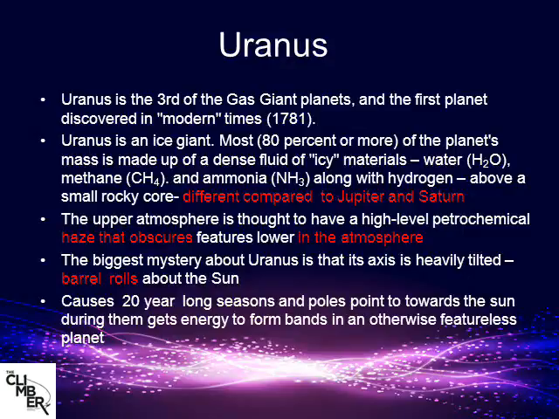It is an ice giant, and most of the planet's mass is made up of a dense fluid of materials like water, methane, and ammonia, along with hydrogen. It also has a small rocky core, which makes it different from Jupiter and Saturn.